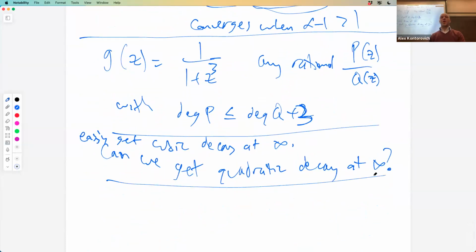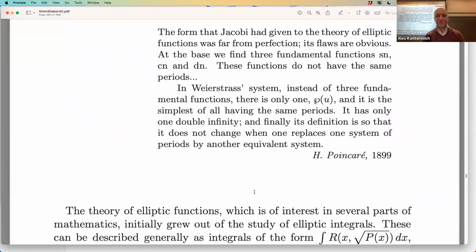Why does it matter? It turns out that if you can get this quadratic one, you can get all of them in terms of this one quadratic one. So that's just the last thing: it has a double infinity. The double infinity is this order event, this quadratic decay. That's the double infinity. We're out of time. That's where we'll stop for today.